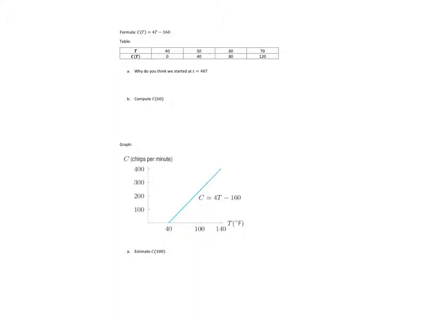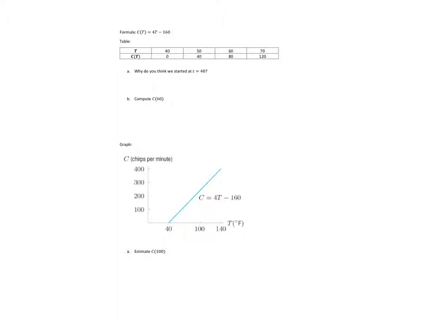So now that we've got our formula, we're going to look at how you might represent this with the table. Notice for this particular table that the input is the top line and the output, C of t, is the bottom line. And typically that's how you'll see it. Sometimes you'll see them written more vertically, where the left column would be the inputs and the output would be the right column. So for this particular table, why do you think we start at t equals 40, or the first input is 40? Well, you notice that the output at 40 is 0.